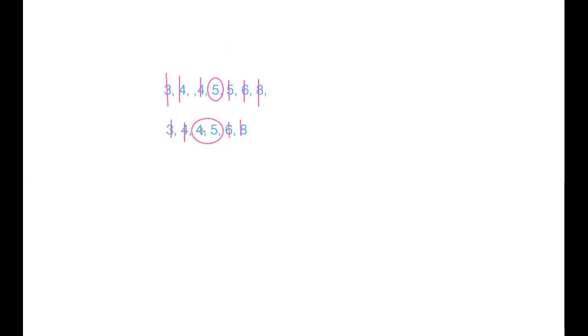Now, what if I have 2 in the middle? Shall I write the median is 4 and 5? No, I will not write the median is 4 and 5. I will write the median is 4 plus 5 over 2. Why 2? Because they are 2 numbers, 4 and 5. So it is equal to 9 over 2. 9 over 2 is 4.5.